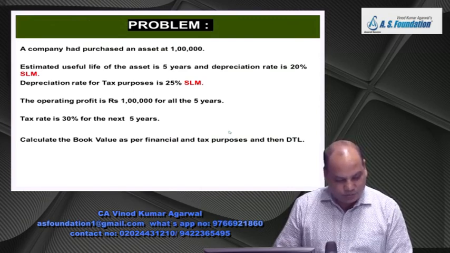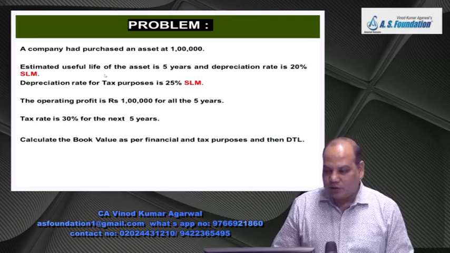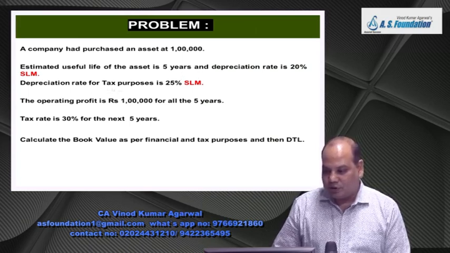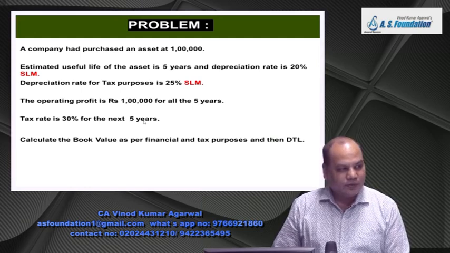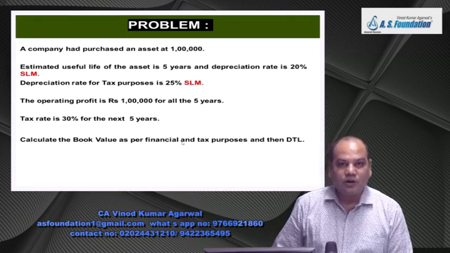Now come to the next question. I think this is the same question. We'll just quickly discuss. Answer is printed. A company had purchased an asset for 1 lakh. Estimated useful life of the asset is 5 years. Depreciation rate is 20% SLM. Depreciation rate for tax is 25% SLM. Operating profit is rupees 1 lakh for all the 5 years. Tax rate is 30% for the next 5 years. Calculate the book value as per financial and tax purpose and then calculate DTL.